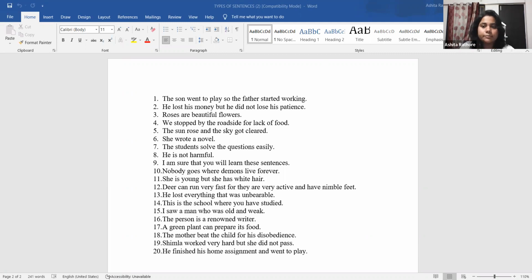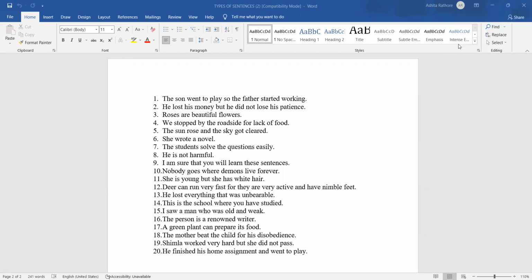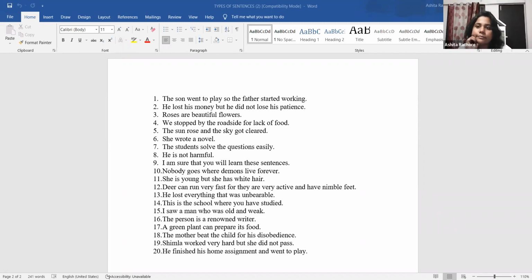13. He lost everything that was unbearable. Is it a compound sentence? Very good. Next.